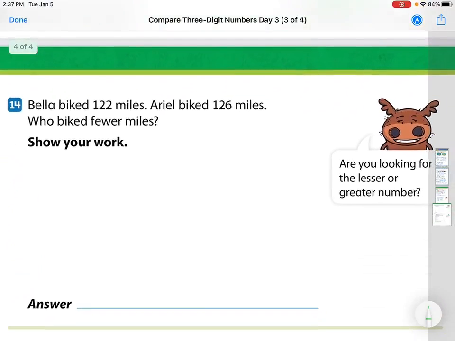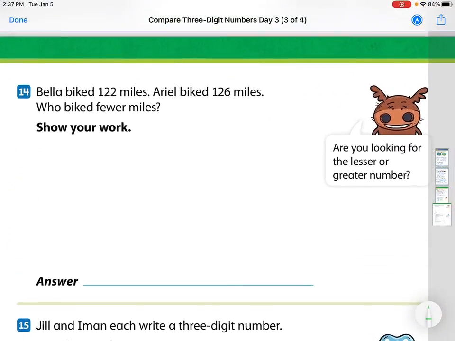All right, and we're going to flip to the next page, and this will be the last page we work on today. It says Bella biked 122 miles. Ariel biked 126 miles. Who biked fewer miles? Now that word few is in there as the root word, so few or fewer means smaller or less than. So which one biked the less amount of miles?